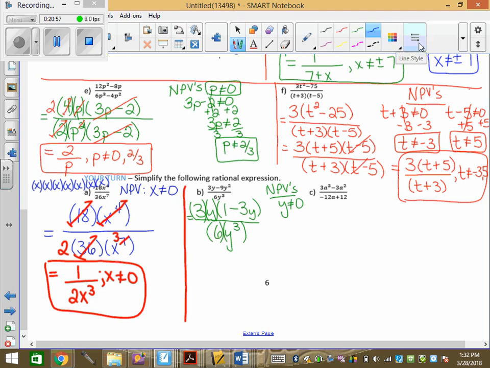Once I state my NPVs, I can cross off anything that's common. I have a 1 minus 3y in the numerator. Do I have a 1 minus 3y in the denominator? No, that baby's staying for life. It's not going anywhere. What about the y and the y cubed? Can I take something out of those? 1y. And then this one I'm left with a 2. So I'm left with a y squared in the denominator. In the 3 and the 6, I can take out a 3. 3 divided by 3 is 1. 6 divided by 3 is 2. So I'm left with a 2y down here and a 1 up here. Do I need that 1 though? No.